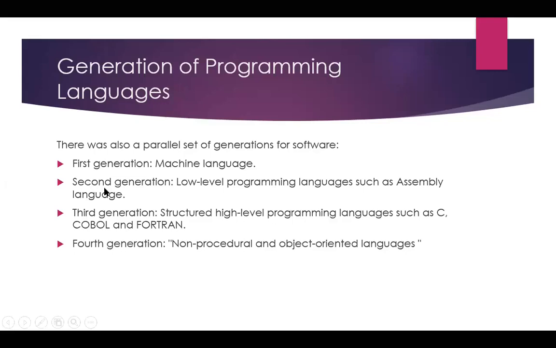Then came second generation language. It was low level programming language such as assembly languages. So assemblies are components of software or DLL files which are there in our computer. They use second generation language. Then came third generation language. Third generation languages are structured high level programming languages such as C language.